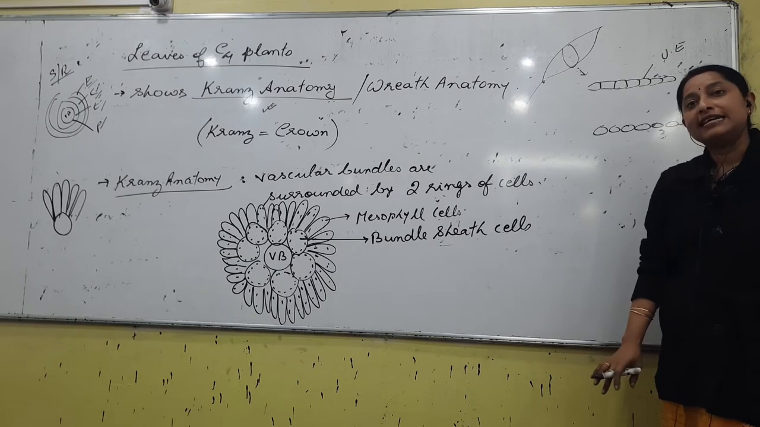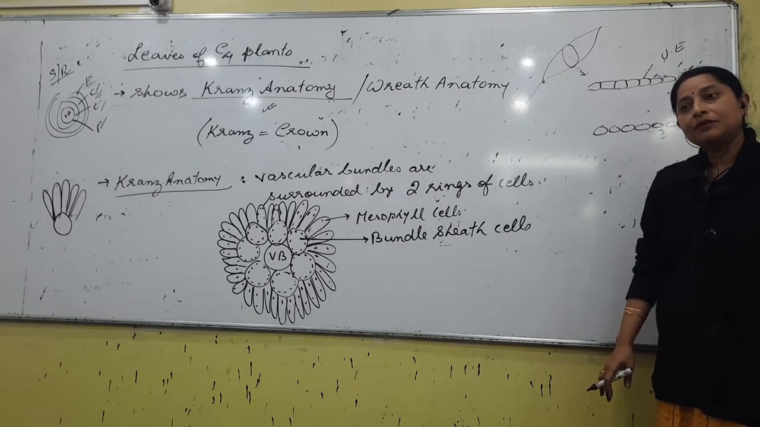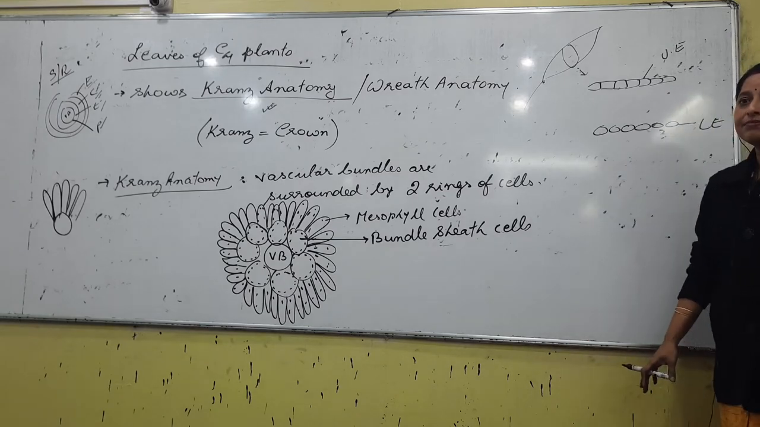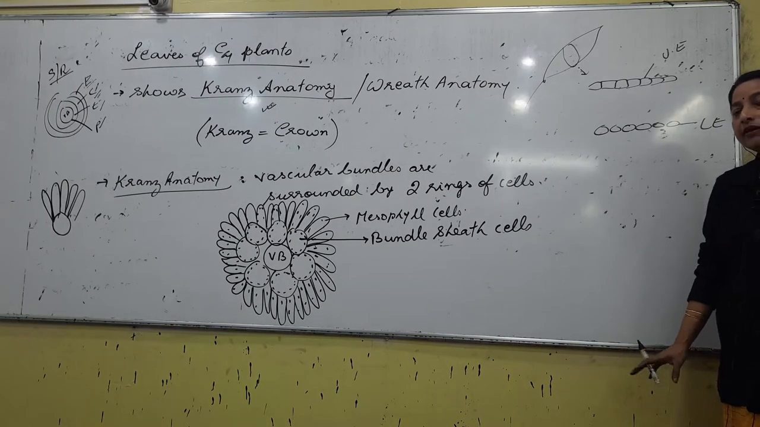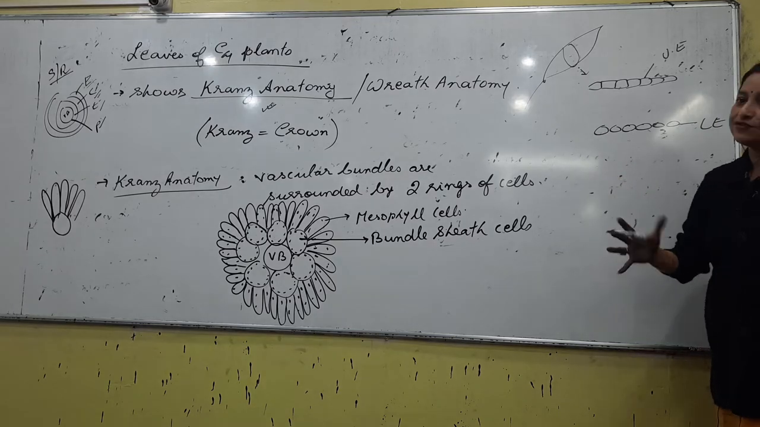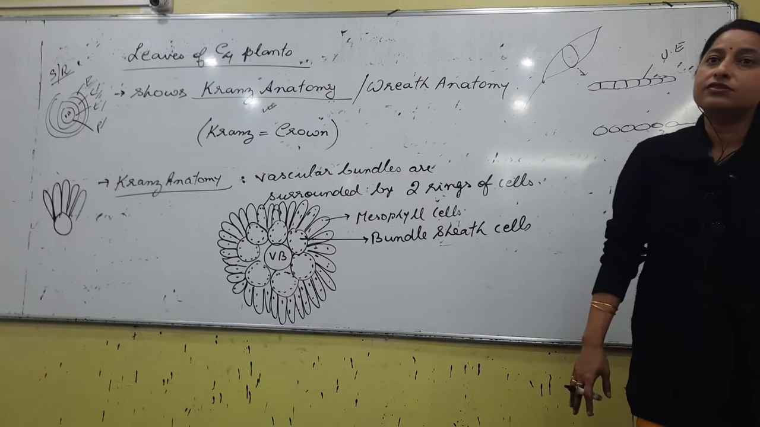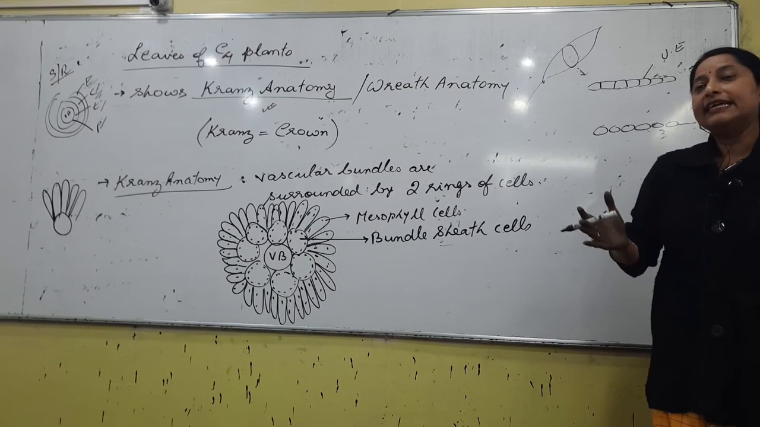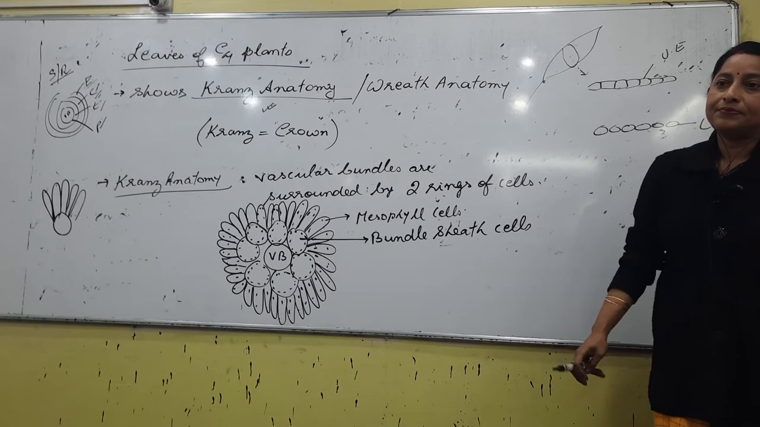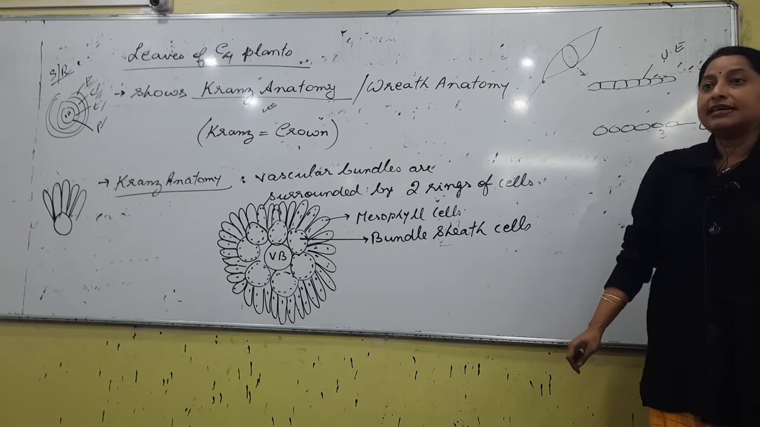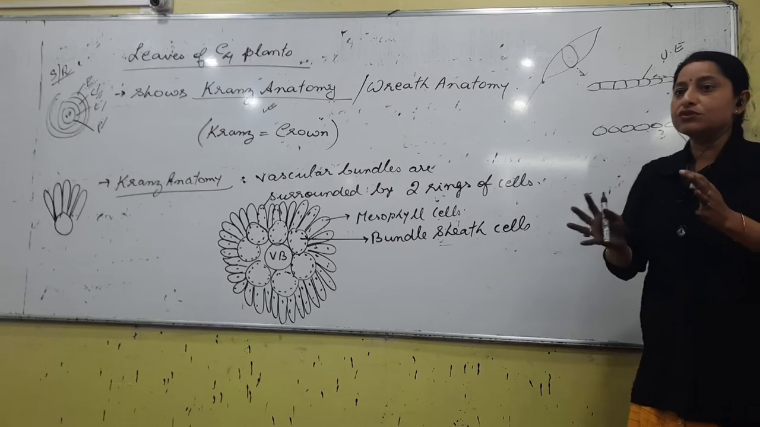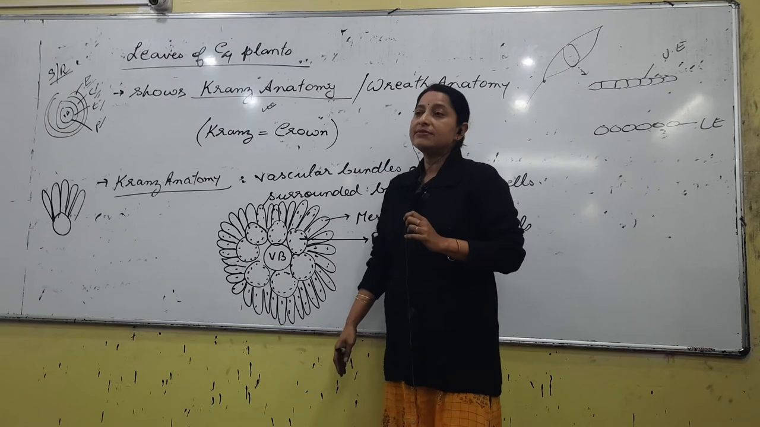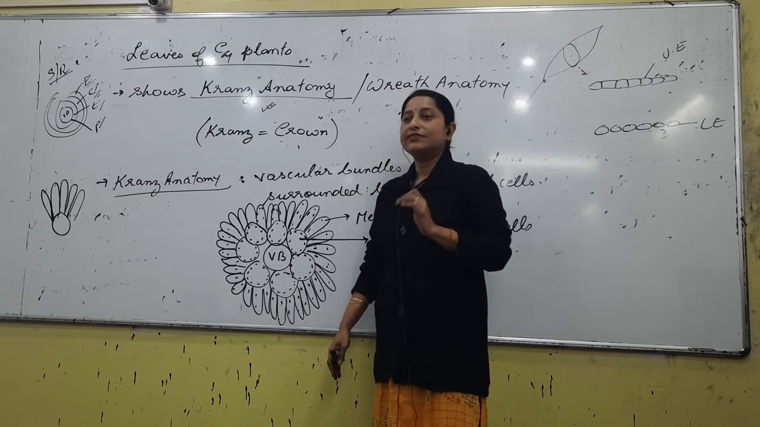The word mesophyll I have already explained to you. Tissue system, what have you heard? Anything is made up of cells, a collection of cells forms a tissue, and many tissues together will form what? A tissue system. In an adult plant, the many tissues are divided under certain systems, and that is called tissue system. Again this is something related with anatomy, right?